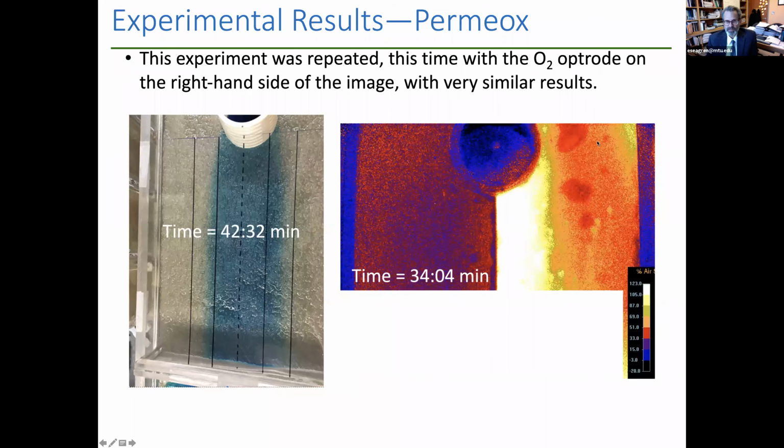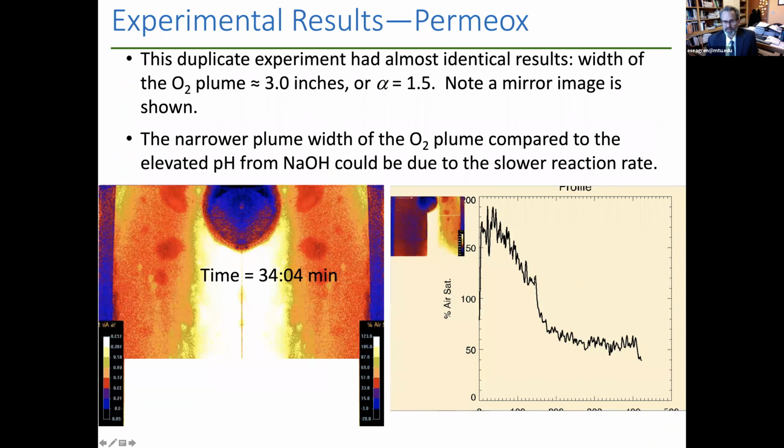We repeated this experiment again. In this case, the oxygen optrode was on the right-hand side. Again, you see the yellow and white zone where we have the elevated oxygen levels, over 100% saturation, similar to the plumes we saw before, but the width of that plume, based on the profile where we've got the elevated oxygen, was more on the order of 3 inches, or an alpha of about 1.5. So at least in these two replicate experiments, we saw a narrower plume width with the oxygen plume compared to the plume width that we saw with the sodium hydroxide and the blue dye.